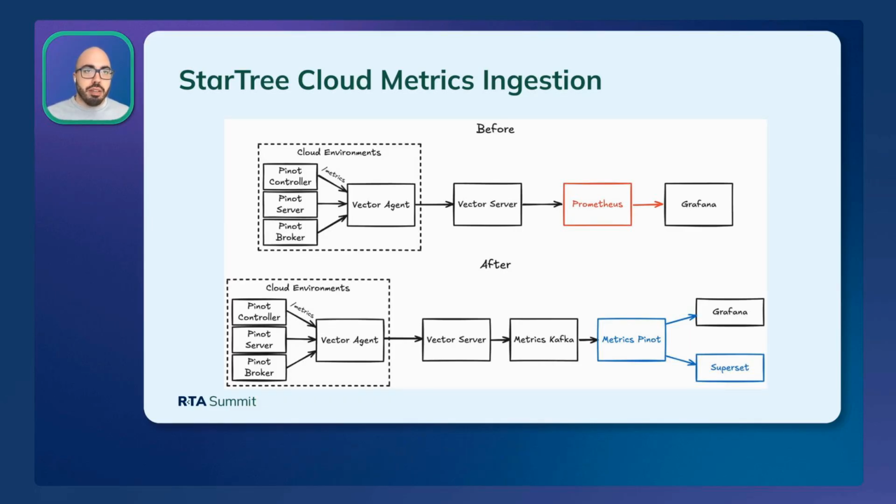Now that we've introduced Pinot into this, you can see vector server still receives all the metrics from all the environments from Vector Agent, but now it's writing it into Kafka. And from Kafka, we can ingest this into Pinot. And using the same dashboards and the same queries we were using before, we're able to now connect Grafana to Pinot. And in addition to that, because Pinot also supports SQL in these tables, we can also run SQL queries on these tables. We're able to connect Superset as well and other SQL analytics tools.